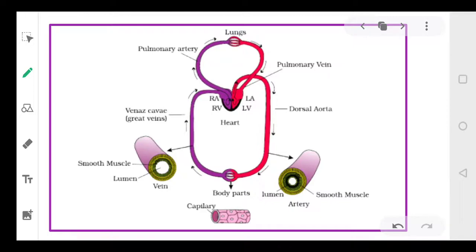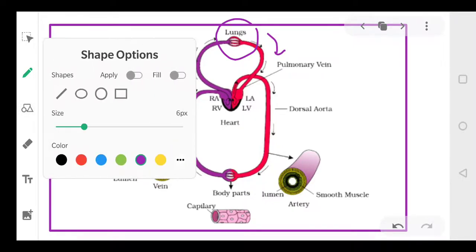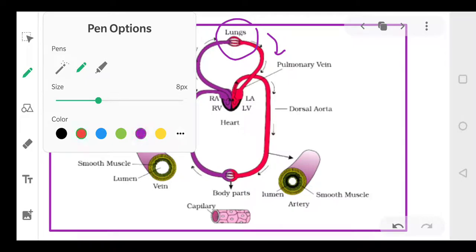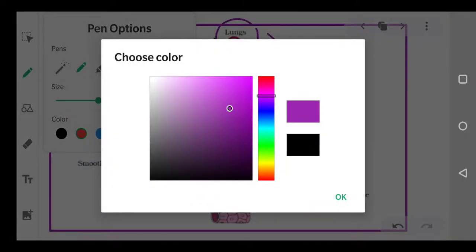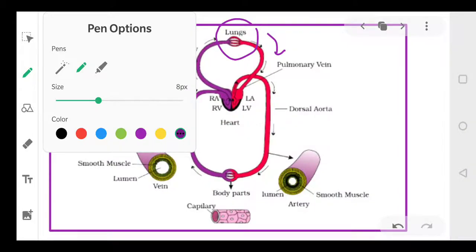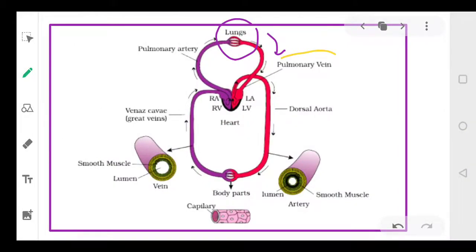So our cycle starts with the lungs. The lungs add oxygen into the blood and the blood becomes oxygenated. Now, from the lungs, the blood comes into the pulmonary veins. From the pulmonary veins, the blood comes into the left auricle. LA means left auricle.